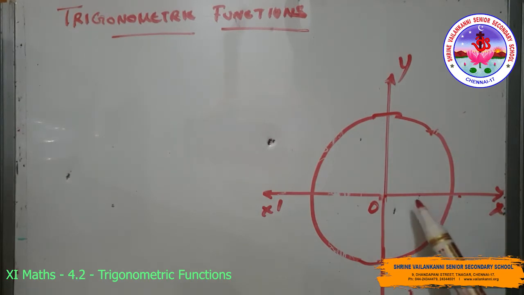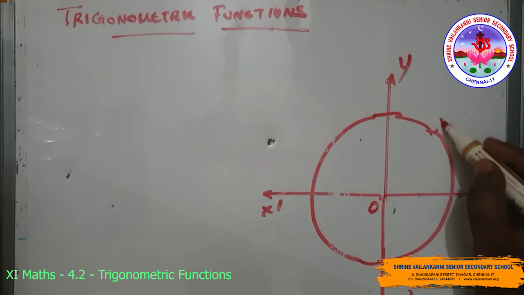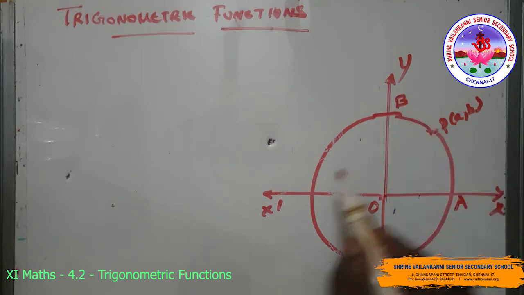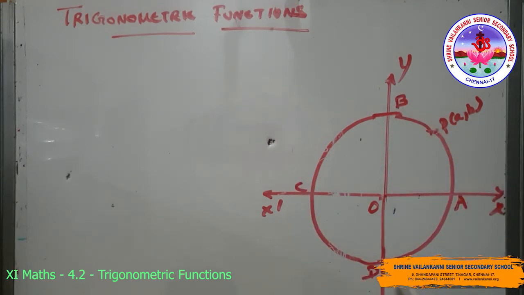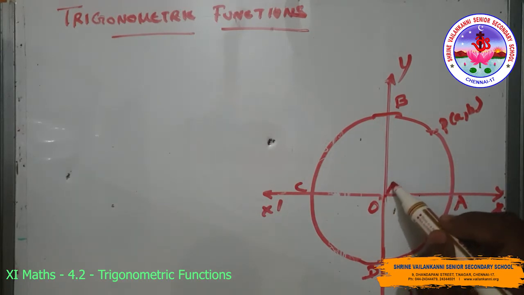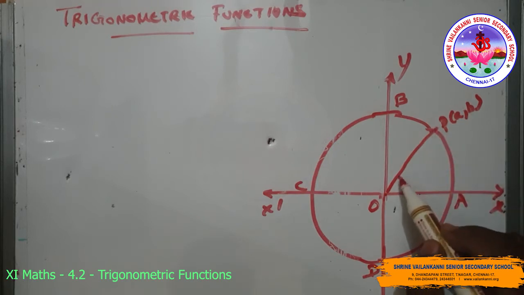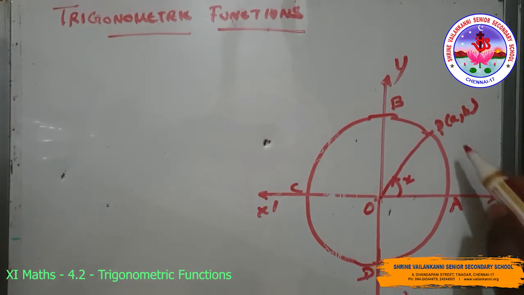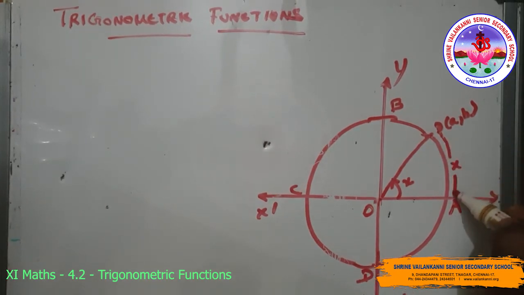Consider a unit circle with center O at the origin of the coordinate axes. Unit circle means radius 1. Let P be any point with coordinates A, B on the circle with angle AOP equal to x radian. Let's take the points as A, B, C, D. Along the anti-clockwise direction it's positive x, and the length of the arc AP is equal to x.